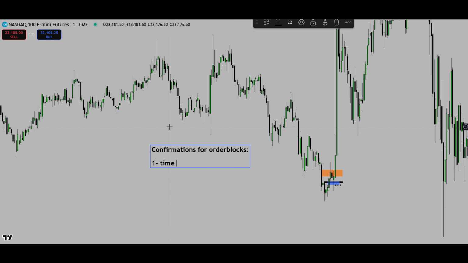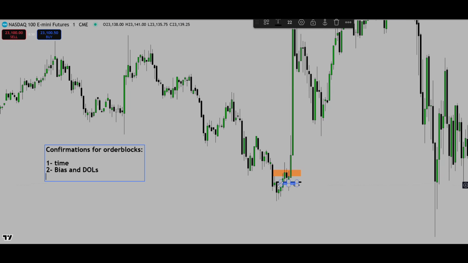You're looking for a kill zone, or in my case, we're looking at the 9 a.m. CR model. We're looking for that order block to form in that 9 a.m. hourly period, or the 10 a.m. for that matter. Number two, what else are you looking for? Bias and draws on liquidity must be in alignment. You're not going to execute this bullish order block if your bias is bearish for the day.